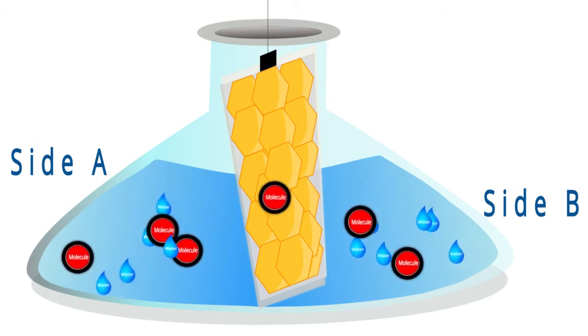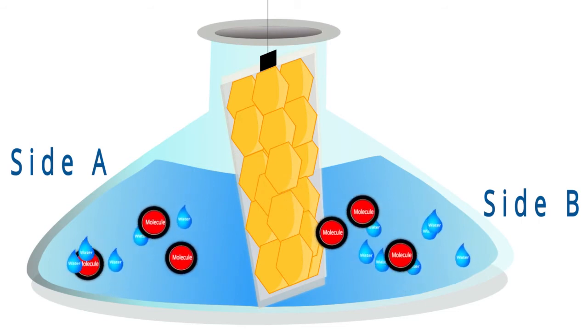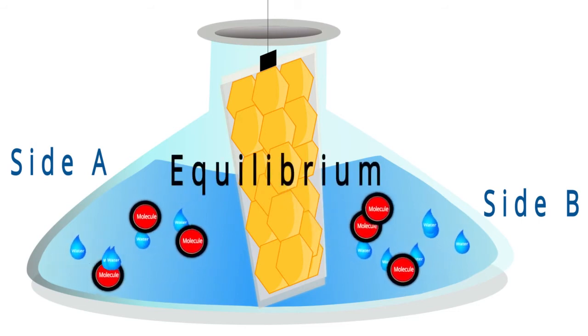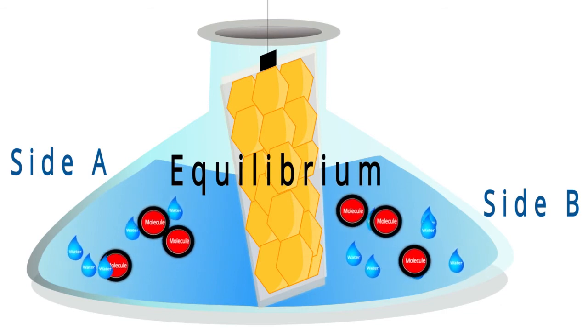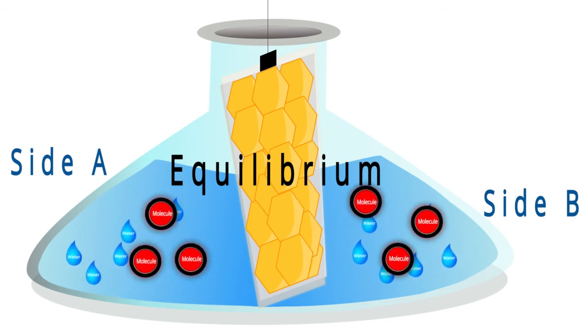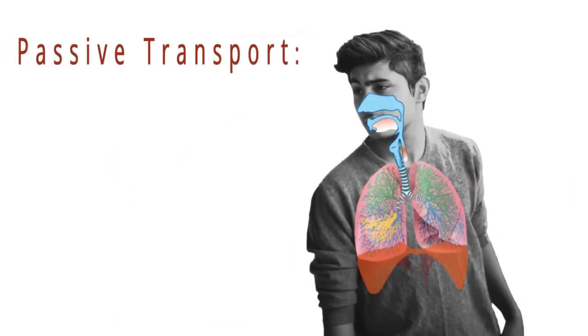The particles continue to move back and forth between side A and B until they come to equilibrium. That is, they move until the number of particles on each side is equal. You've reviewed passive transport, simple diffusion.